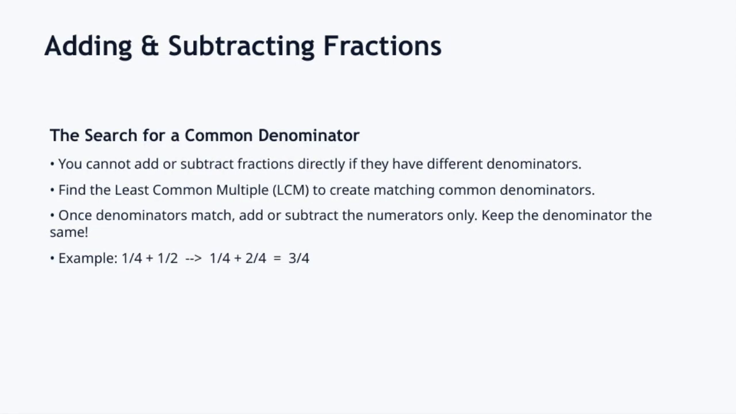When adding or subtracting fractions, we can't just combine them if their denominators are different. The key is to find the least common multiple, or LCM, to create matching denominators. Once those match, we only add or subtract the numerators, while the denominator stays the same. For example, 1/4 plus 1/2 becomes 1/4 plus 2/4, which equals 3/4. This simple step makes working with fractions much easier.